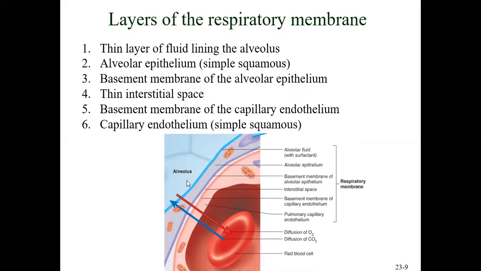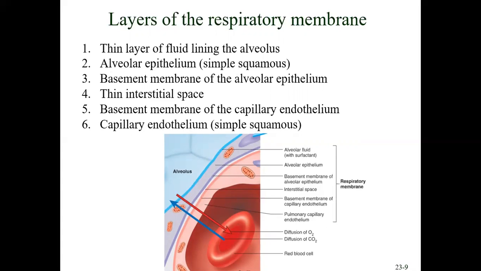Remember, you're going to have a little bit of the surfactant here to make sure you're keeping that surface tension in check. But you go through the fluid first. Then you're going to come to that type 1 pneumocyte. Remember, you have to go through the type 1 pneumocyte to get to the other side of the air sac, and that's just listed up here as alveolar epithelium. It's basically your simple squamous type 1 pneumocyte. The gas has to go through that actual cell.